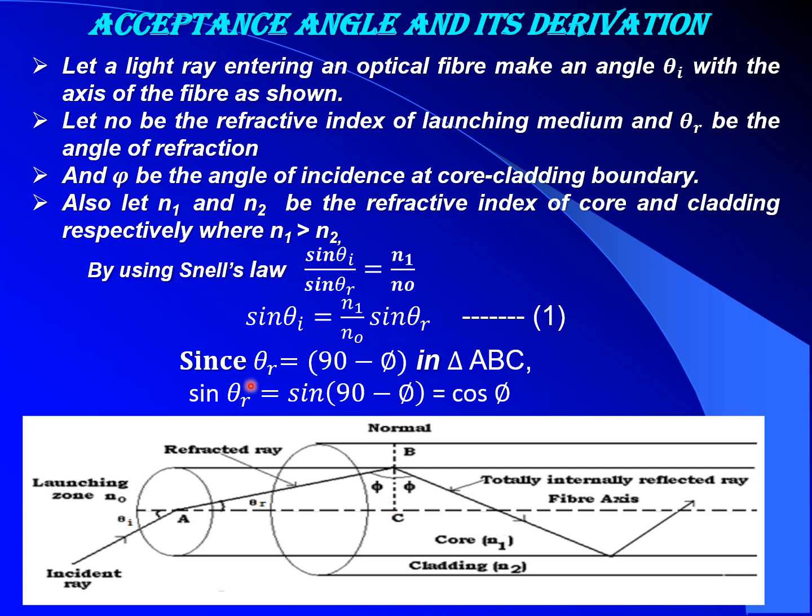By Snell's law of refraction, sin theta I upon sin theta r is equal to n1, the refractive index of core, upon n naught, the refractive index of the outer medium. So sin theta I is equal to n1 upon n naught into sin theta r. From this diagram, in triangle ABC, angle A is theta r, angle C is 90 degrees plus angle phi, and the total is 180. So theta r will be equal to 180 minus 90 minus phi, that is 90 minus phi. So sin theta r is equal to sin of 90 minus phi, which is cos phi.